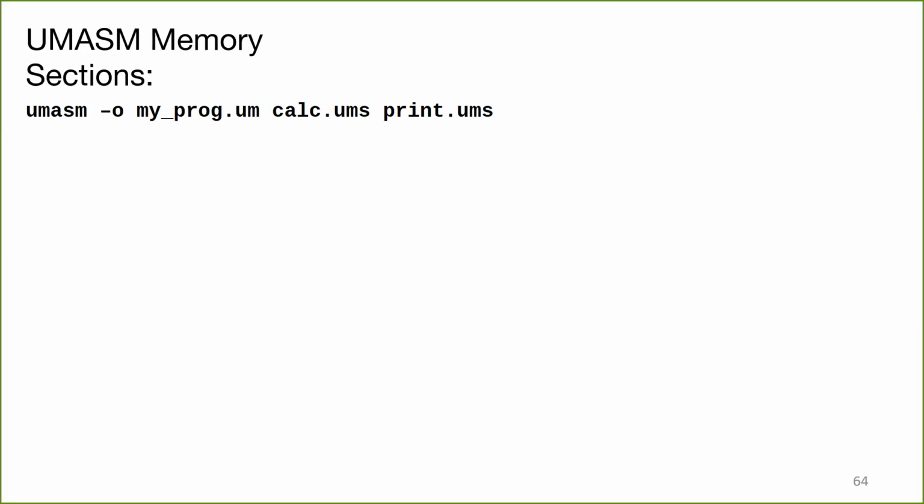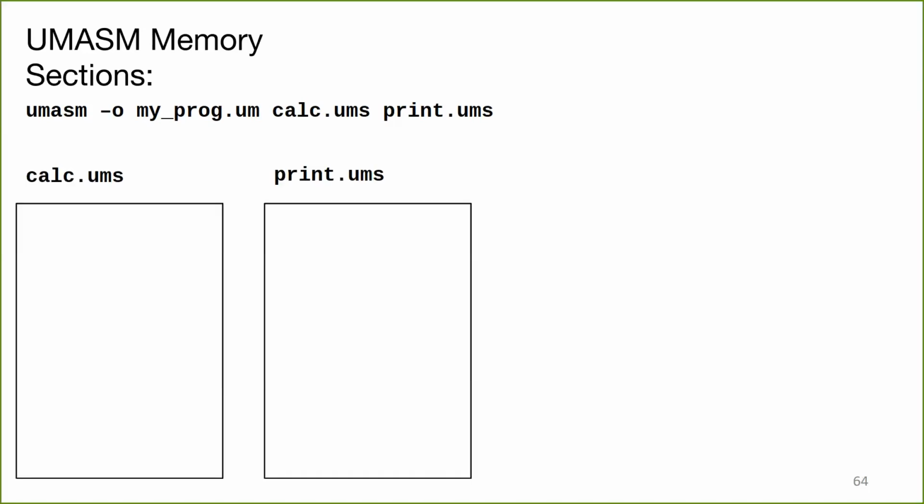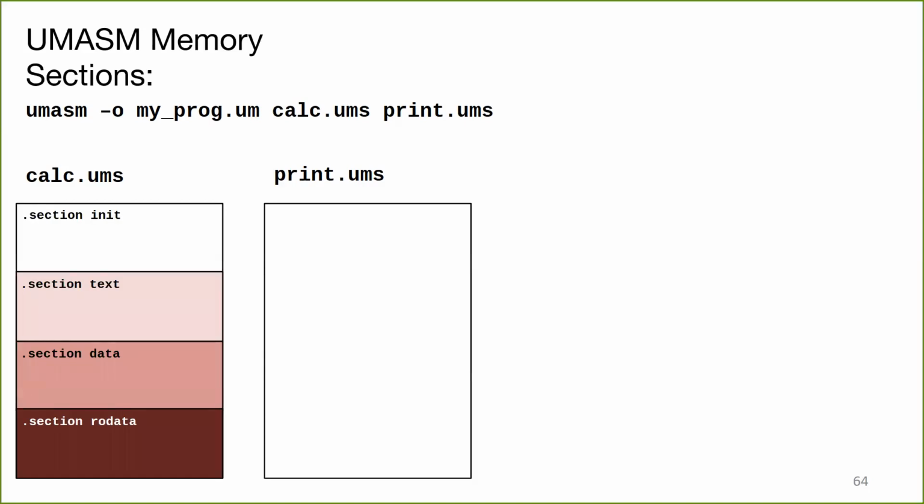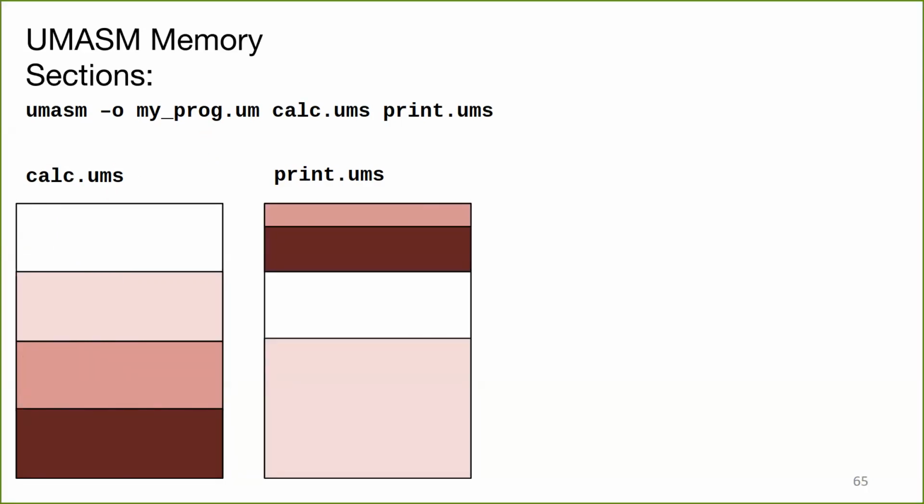So in this example, I have 2 UMS files, calc and print. Let's say I followed my own recommendation and organized the code using the 4 suggested sections: init, text, data, and read-only data. I labeled 4 sections of my code using those section specifiers in this specific order. It turns out that other files can use the same section labels or different ones, and they can be in any order that you want. So here my print file starts with a data section, then read-only data, then init, then text.